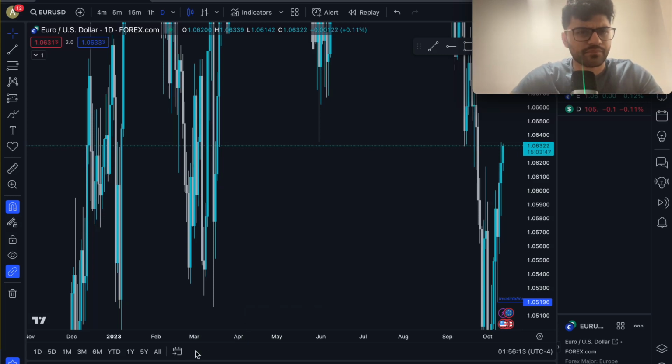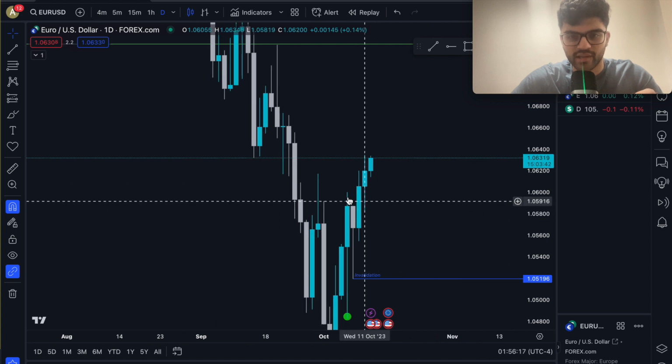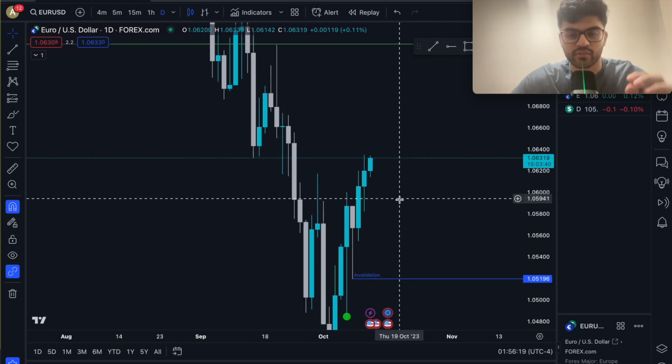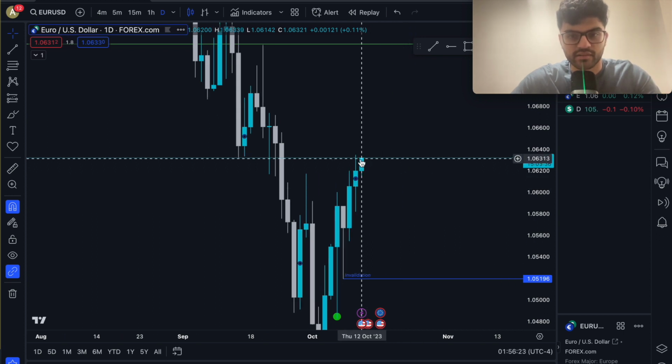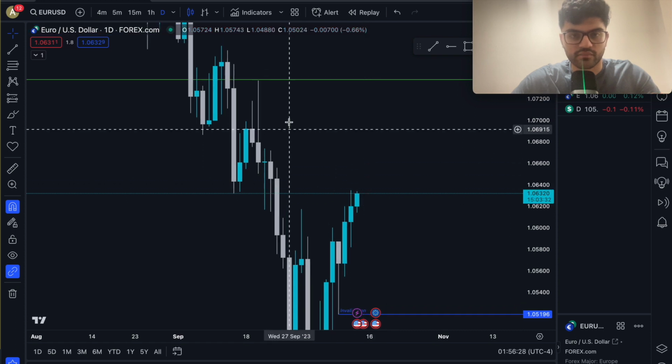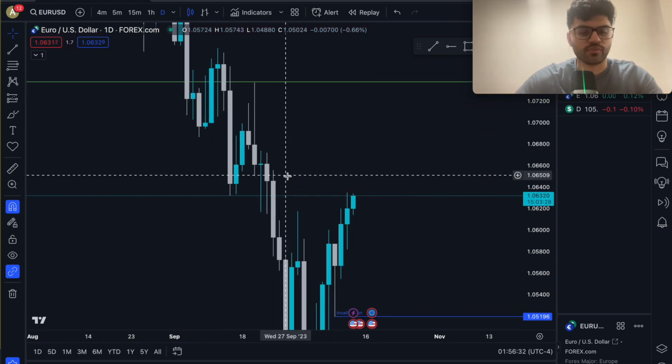EUR/USD daily chart. As I said, I was actually bullish. Now we had that break, and very, very bullish days since then. So still bullish, targeting obviously the previous day's high, and further on this area, that was my target from yesterday as well. So that's the daily, definitely bullish.